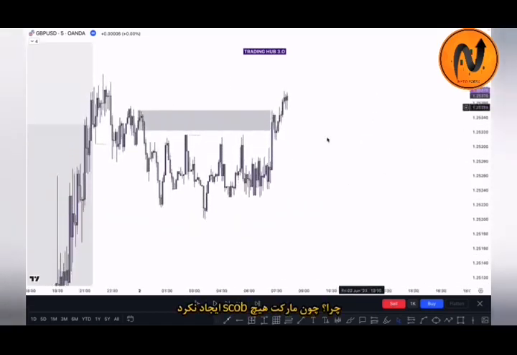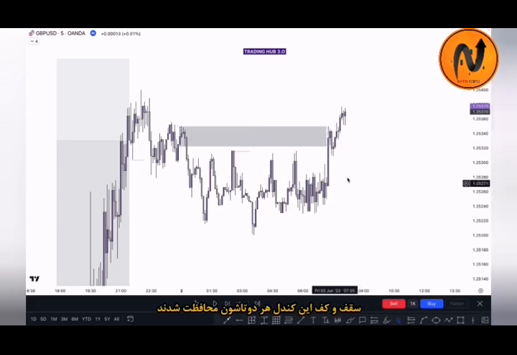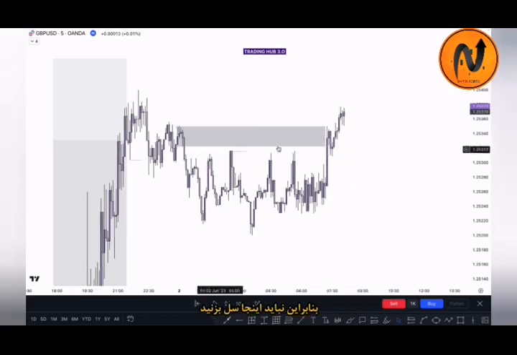Why? Because the market did not create any single candle order block. This candle's high and low are both protected. This is an inside move, right? So you don't need to sell here. But if the market had created one here, then this would be a valid setup for the sell. Okay, now let's see what happened next after this one.